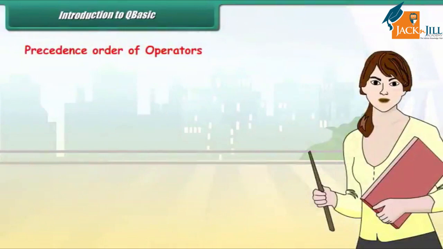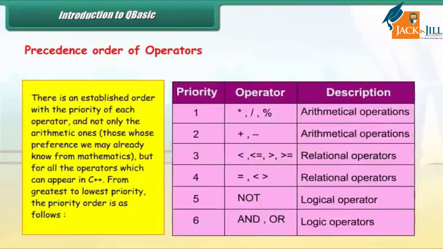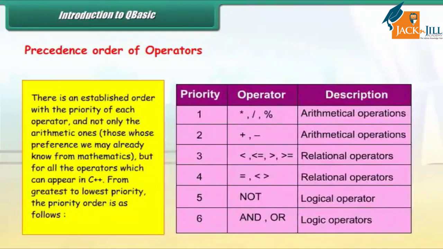Precedence order of operators. There is an established order with the priority of each operator, and not only the arithmetic ones, whose preference we may already know from mathematics, but for all the operators which can appear in C++, from greatest to lowest priority. The priority order is as follows.